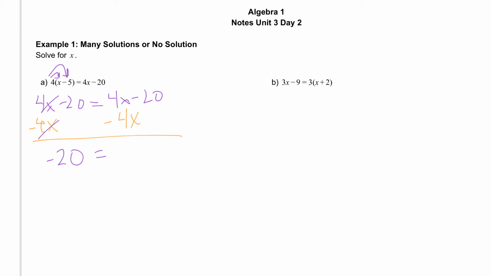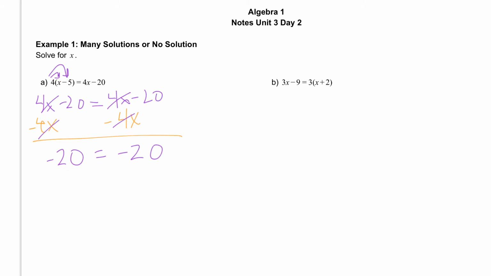Equal to, now on my right-hand side, I also have a 4x and a negative 4x. That's also going to be 0. So my variables are now gone, and I'm just left with negative 20. So what you're looking at right now is we have negative 20 equal to negative 20. That is a true statement. Negative 20 will always equal negative 20.